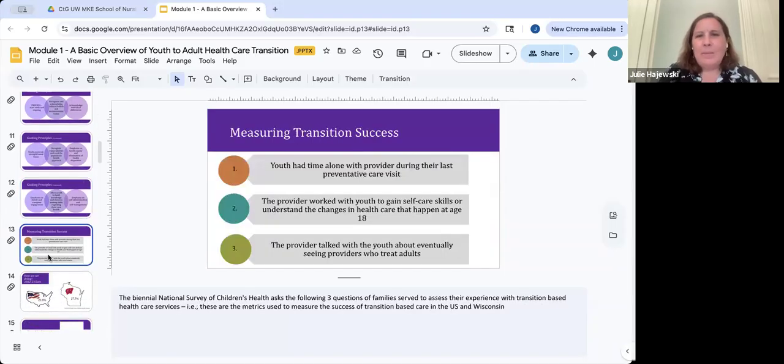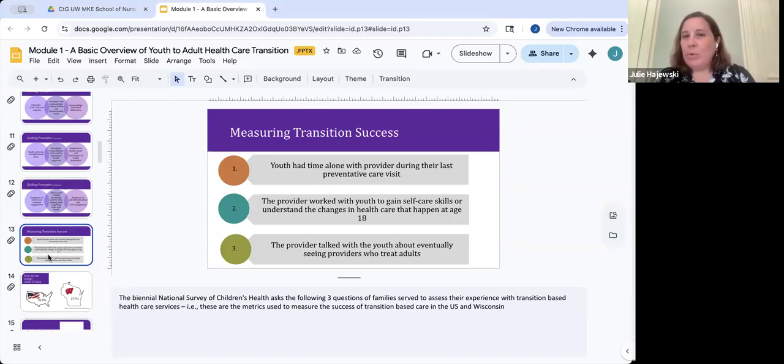Measuring transition success. There is a lot of different ways that you can measure how are we doing? Are we doing this work? I focus on these three areas of measuring transition success because when it comes down to it at the end of the day, the Biennial National Survey of Children's Health, these are the three questions that they ask on their survey for families that assesses if their child is receiving transition related care. So those are the three questions that we really focus on.